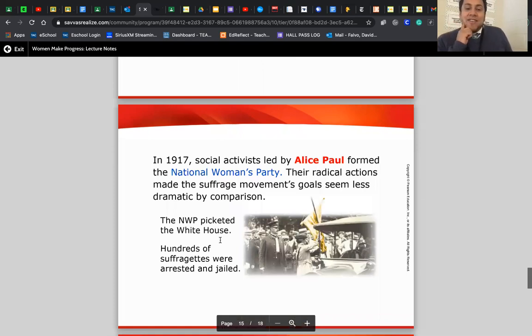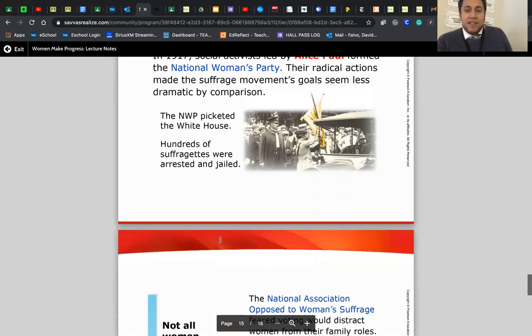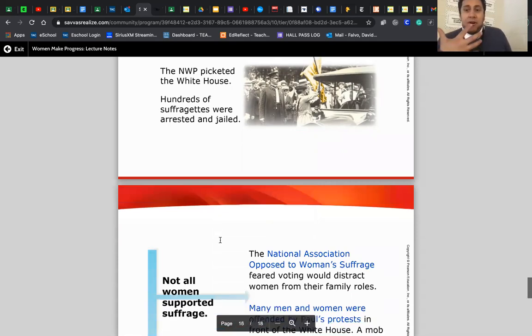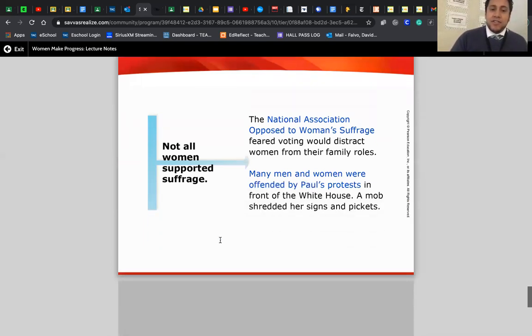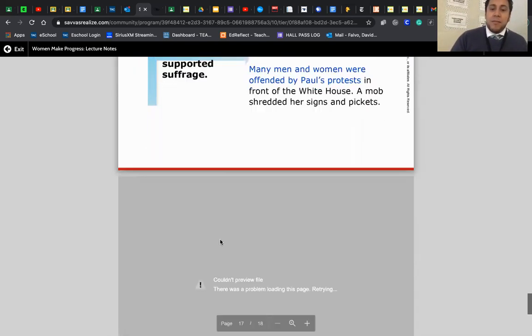In 1917, social activists led by Alice Paul formed the National Woman's Party. Their radical actions made the suffrage movement's goals seem less dramatic by comparison. They picketed at the White House. Hundreds of suffragists were arrested and jailed. So Alice Paul was more of an extreme activist. She definitely had different methods from other suffragists.